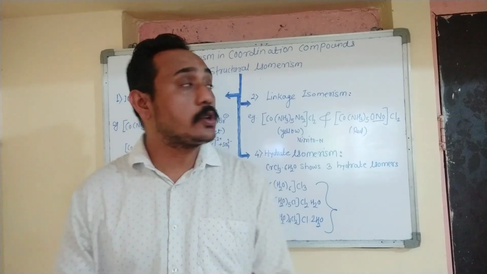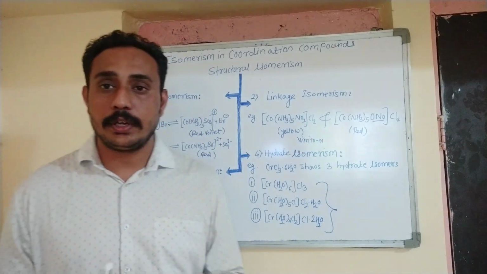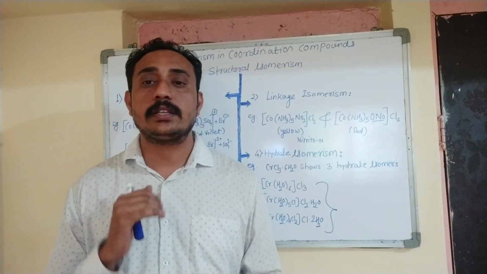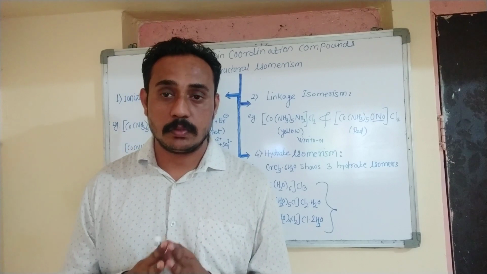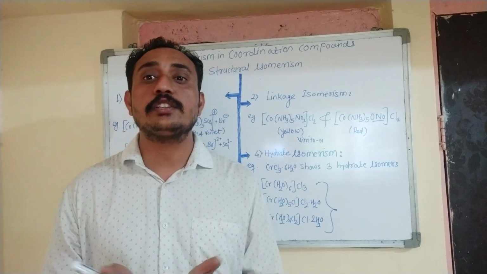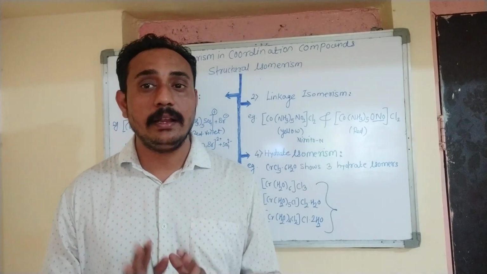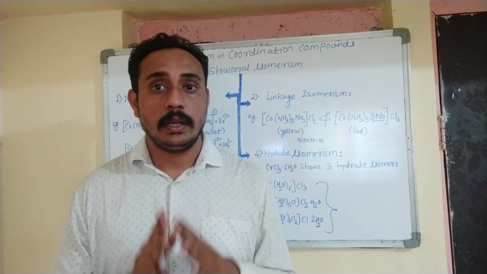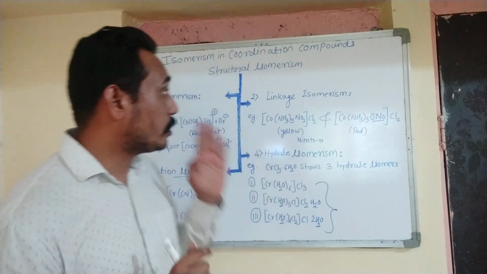Now again, our today's topic is isomerism in coordination compounds. We know that coordination compounds show two types of isomerism, that is structural isomerism and stereoisomerism. So what is stereoisomerism? Stereoisomerism means a different spatial arrangement of the ligands surrounding the central metal, and there are two types, that is geometrical isomerism and optical isomerism. Now in this video we are going to discuss structural isomerism.